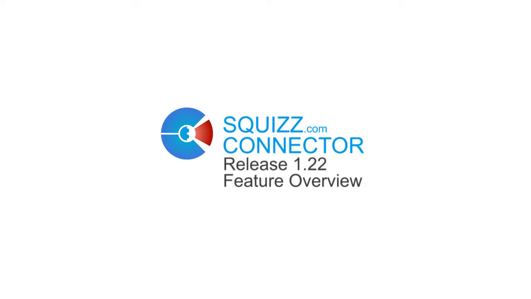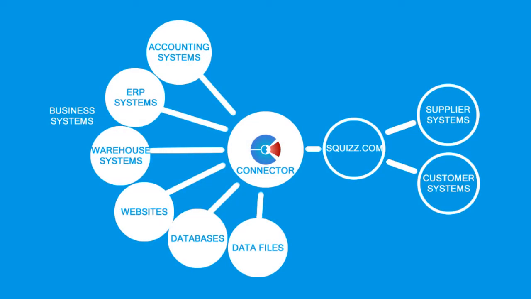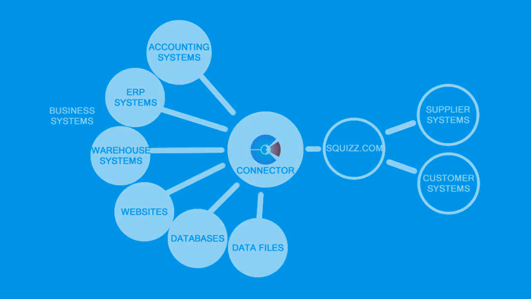Today I'll be showing you the latest changes we've made to the Squizz.com connector in the 1.22 release. The Squizz.com connector is a free piece of software developed by us that allows a business to connect any of its business software, databases, spreadsheets or files storing data into the Squizz.com and TOTECS platforms, allowing businesses to save and make more money by automating data management, transfer between its systems and other supplier and customer systems. Now you understand what the connector can do, let's look at the changes we've made to the 1.22 release.